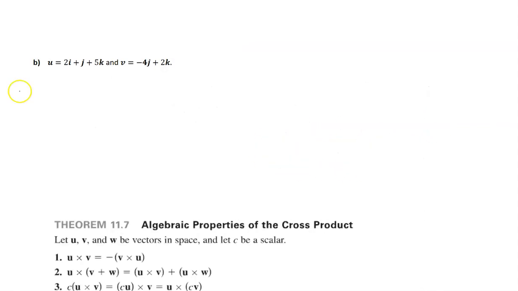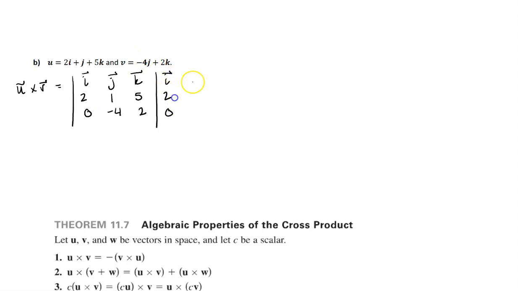For this one, we're going to do the same thing, u cross v. So I'll write i, j, and k. We'll do 2, 1, and 5. And then we'll have 0, negative 4, and 2. I put the 0 there because i is missing. We'll copy down the first column and the second column.